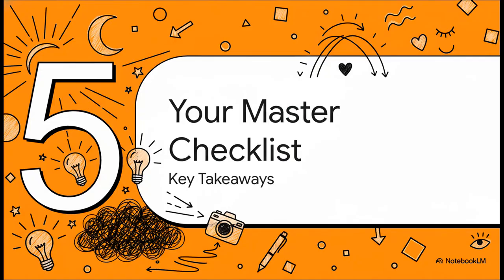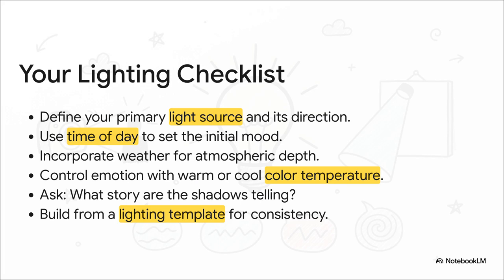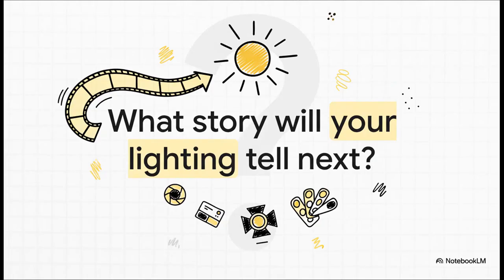All right, let's wrap this all up. We're going to distill everything we've learned into a simple, actionable checklist you can use on your very next project. Here it is. Always define your light source and where it's coming from. Use the time of day and the weather to add atmosphere. Control the emotion with color temperature. And most importantly, think like a director. What story are my shadows telling? Oh, and a pro tip, building templates for different moods can save you a ton of time and keep your project looking consistent.